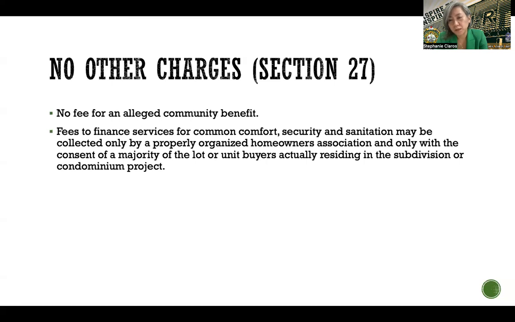So no other fees are allowed for any community benefit. Fees to finance services for common comfort, security, and sanitation may be collected only by a properly organized homeowners association and only with the consent of a majority of the lot or unit buyers actually residing in the subdivision or condominium project.